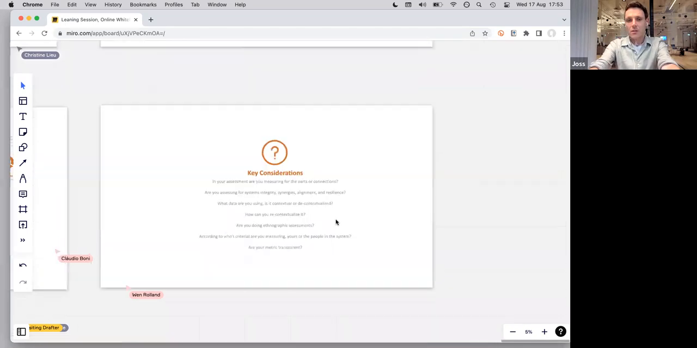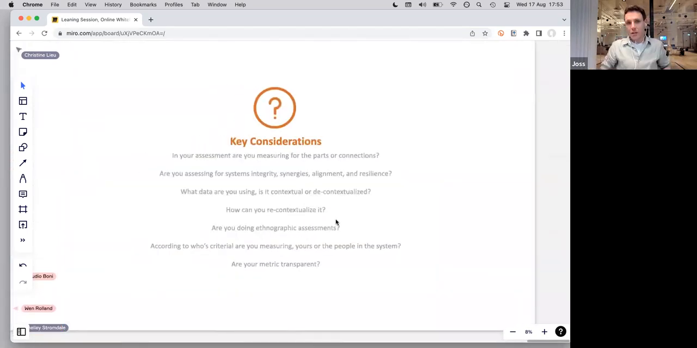And here are some considerations in assessing for systems change in any project you might be working on. And of course, systems change exists across all kinds of systems. So is what you're assessing an assessment of the parts, or is it an assessment of the connections and structure of the system? Are you assessing for systems integrity, synergies, alignment, resilience, these sorts of things? What's the data you're using? Is it contextual data about these connections and relationships, or is it decontextualized data about the individual parts? How can we recontextualize it?